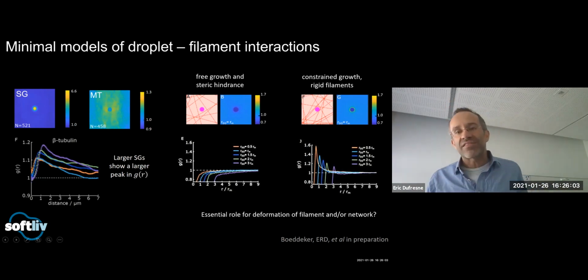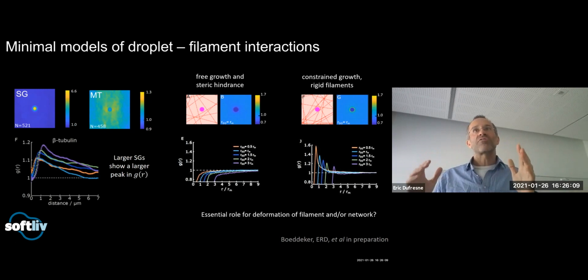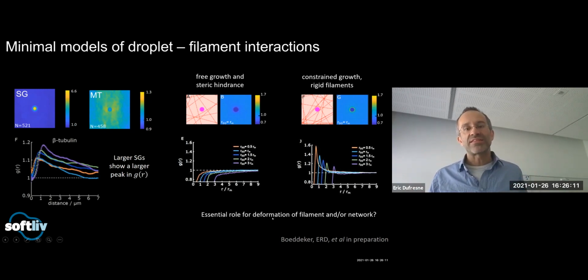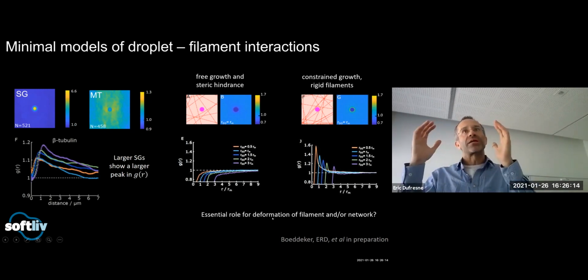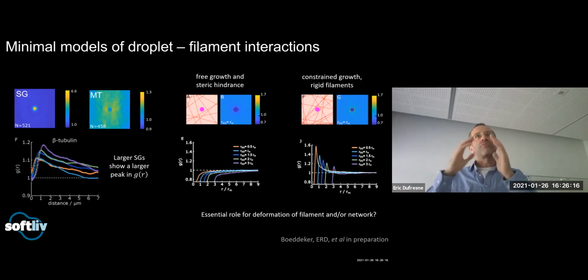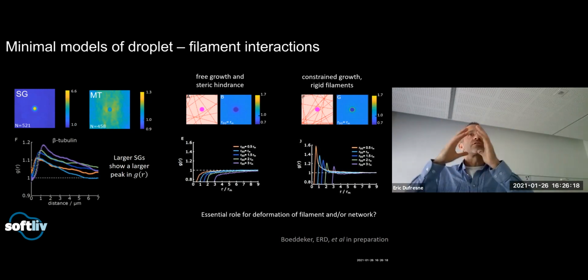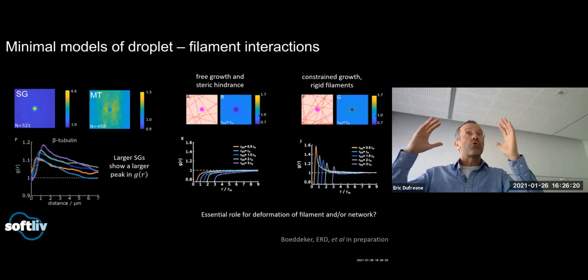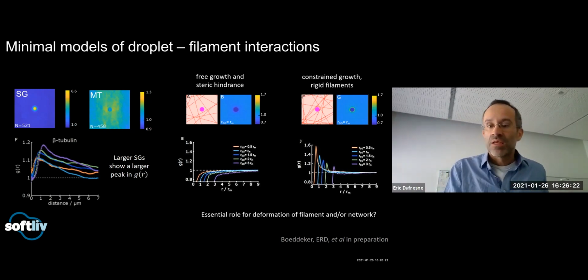Anyway, since the correlation drops as the droplets get bigger, we think this is really a hint, and we're going to try to quantify this better. We think this is a hint that as the droplet is growing, it's deforming the network. And we think what's happening is that as the droplet grows, it's accumulating more and more microtubules.